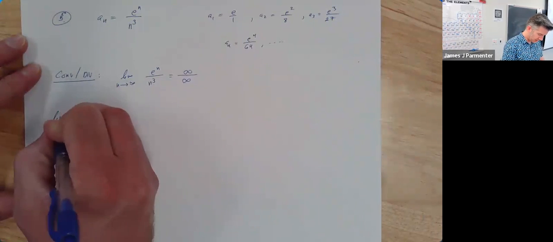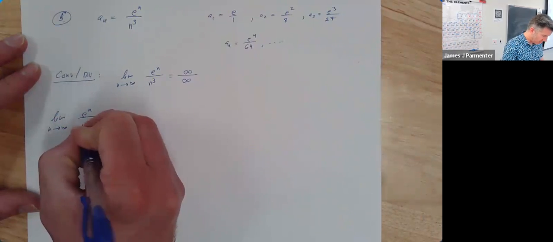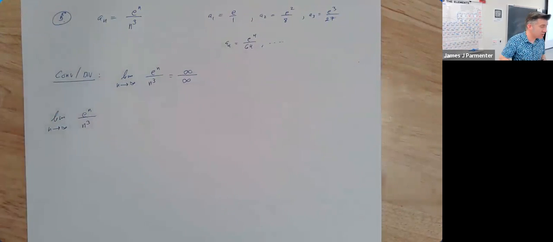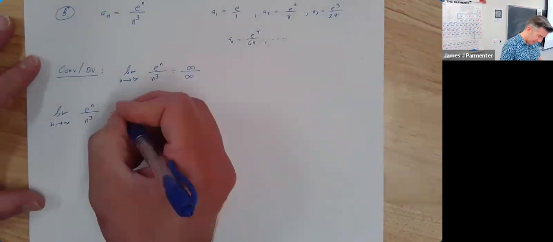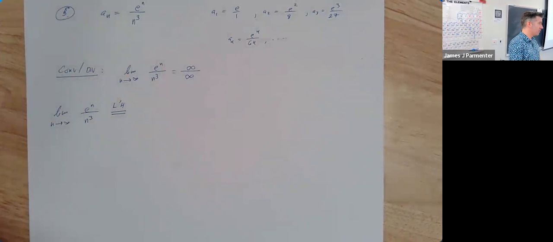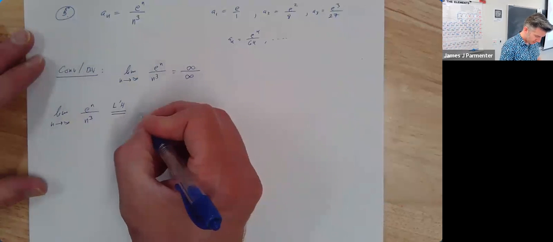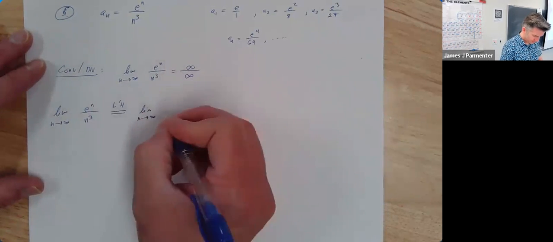So, limit as n goes to infinity of e to the n over n cubed. Word of advice: if you're using L'Hopital's rule, I do recommend writing an L apostrophe H above your equal sign so that the person reading your work knows that you're using L'Hopital's rule. It's not always super obvious if you've done it. That's why I like to write that.